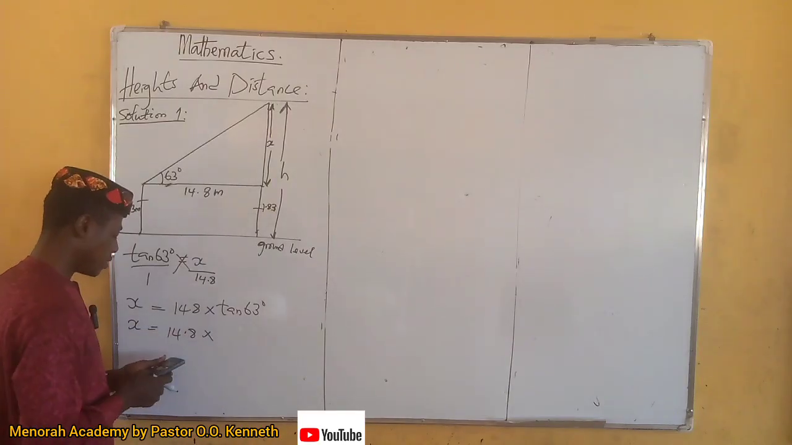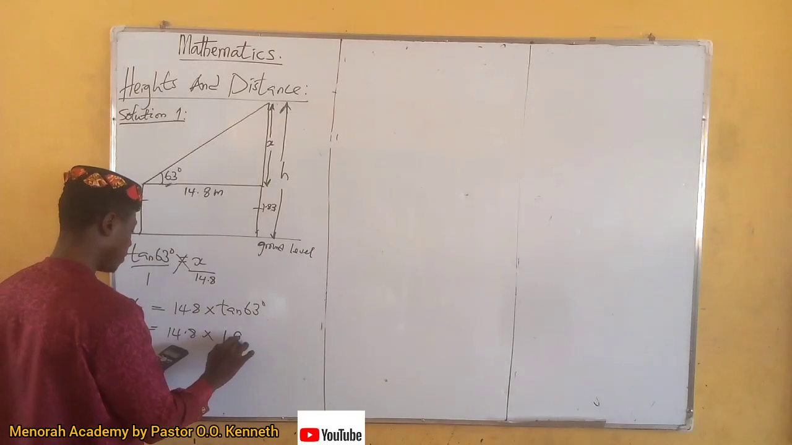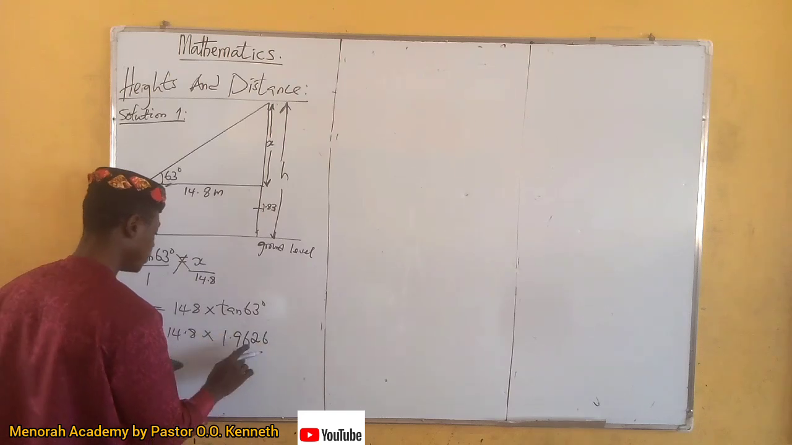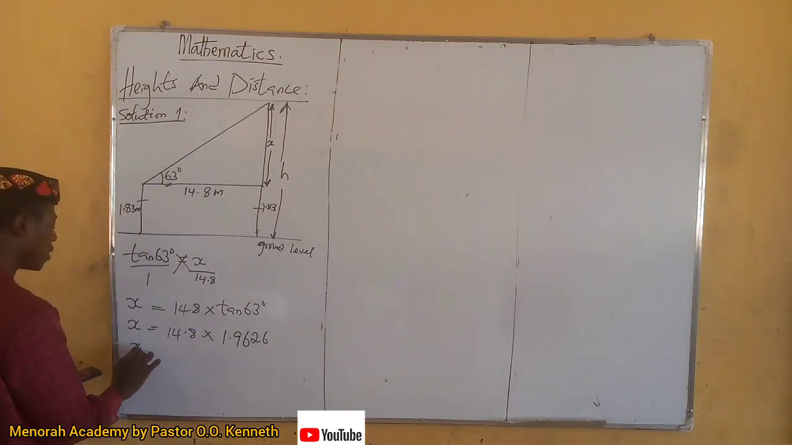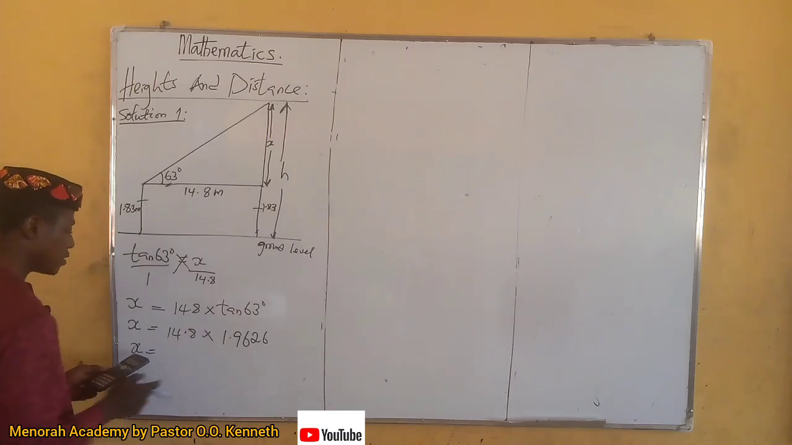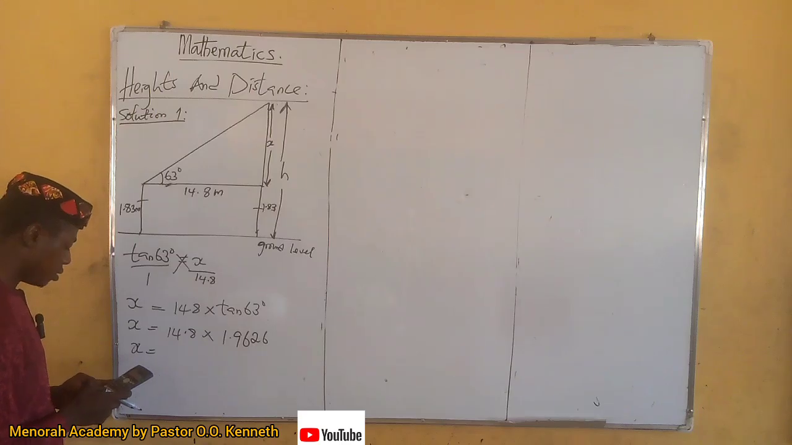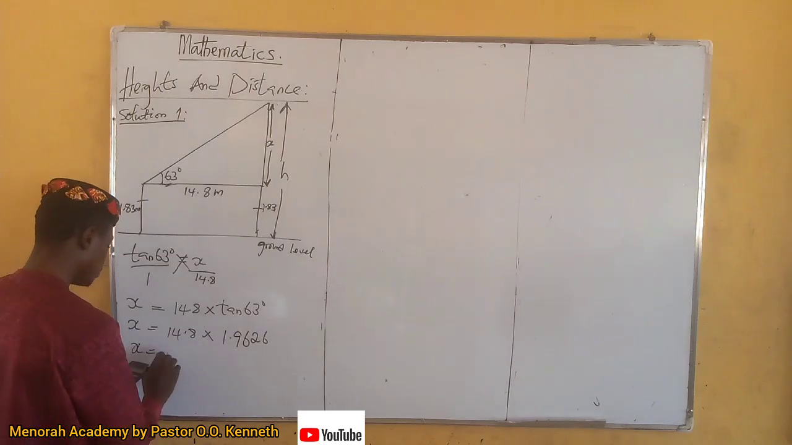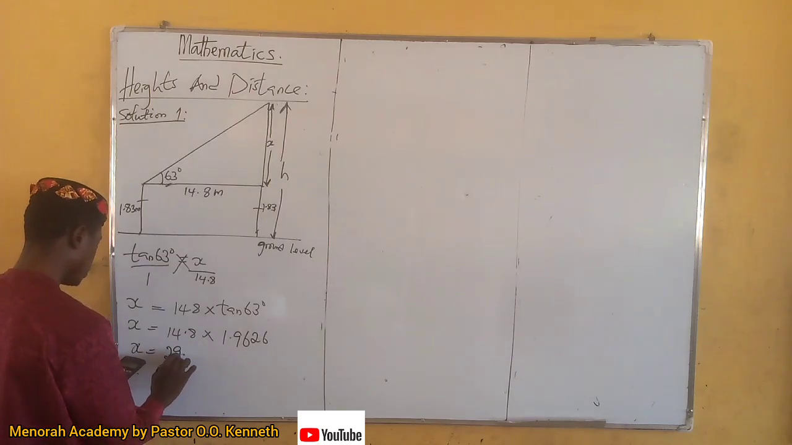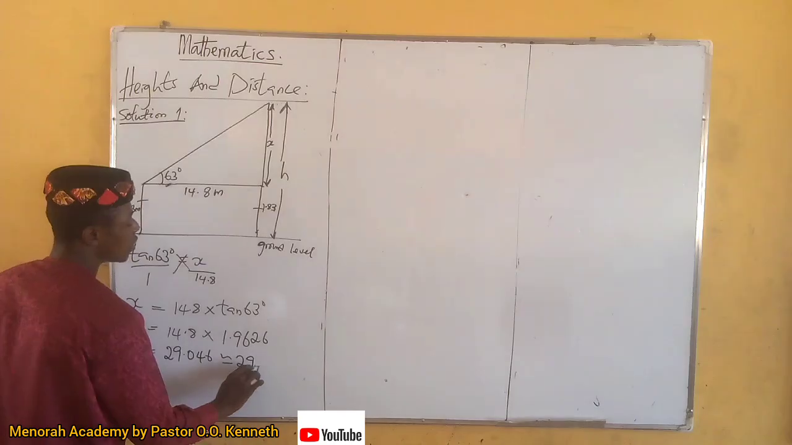So x now equals 14.8 times tan 63 degrees, which is 1.9626. So our x will be 14.8 times 1.9626, which is going to be 29.046. So approximately it's going to be 29 meters.